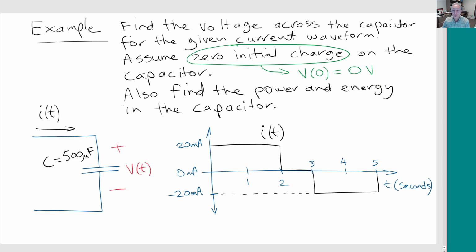Now we're assuming that there's zero initial charge on the capacitor, and what that means is that its initial voltage is zero. So if there's no charge on a capacitor, there's no electric field, and the voltage across that capacitor is zero. So how do we go about solving this?